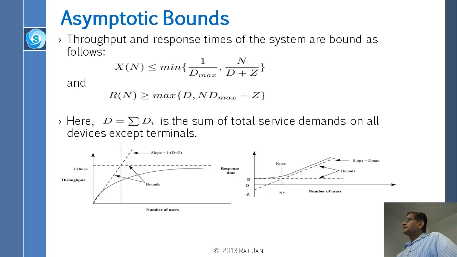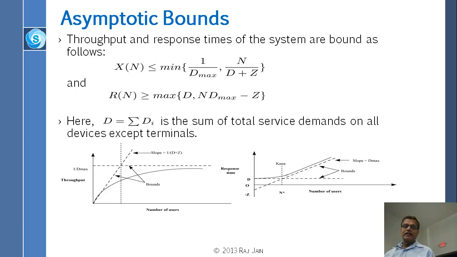And similarly, the response time has to be more than capital D. Capital D is the sum of all the DIs. So this is the response time, the horizontal line. And N times D max minus Z, this is the line at an angle. And so response time cannot be less than those 2 lines. And the knee is at the point where these 2 lines meet, and that point would be exactly the same as that knee on the throughput. So you can calculate the knee by either of the 2, set this equal to that or set this equal to that.